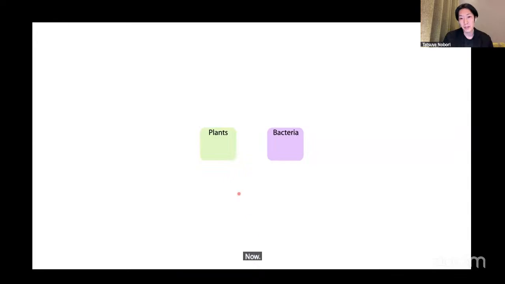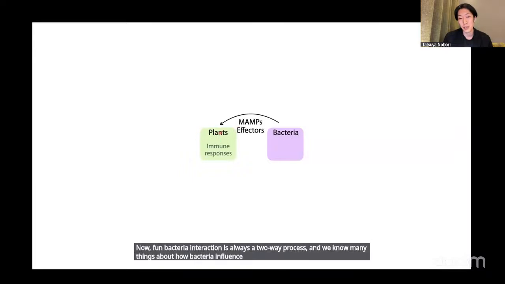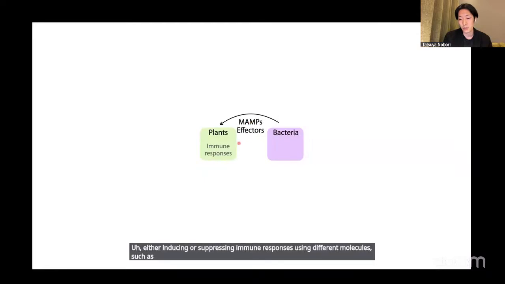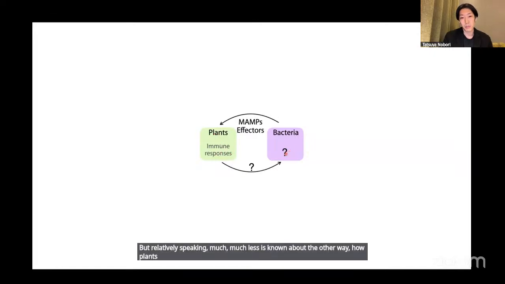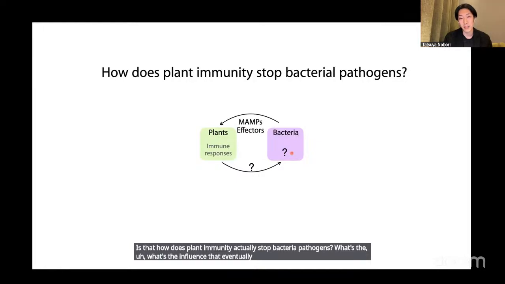Now, plant-bacteria interaction is always a two-way process, and we know many things about how bacteria influence plant responses, especially immune responses, either inducing or suppressing immune responses using different molecules such as MAMPs and effectors. But relatively speaking, much less is known about the other way, how plants influence bacterial responses. And one big question back then and still now is how does plant immunity actually stop bacterial pathogens? What's the influence that eventually stops bacteria?